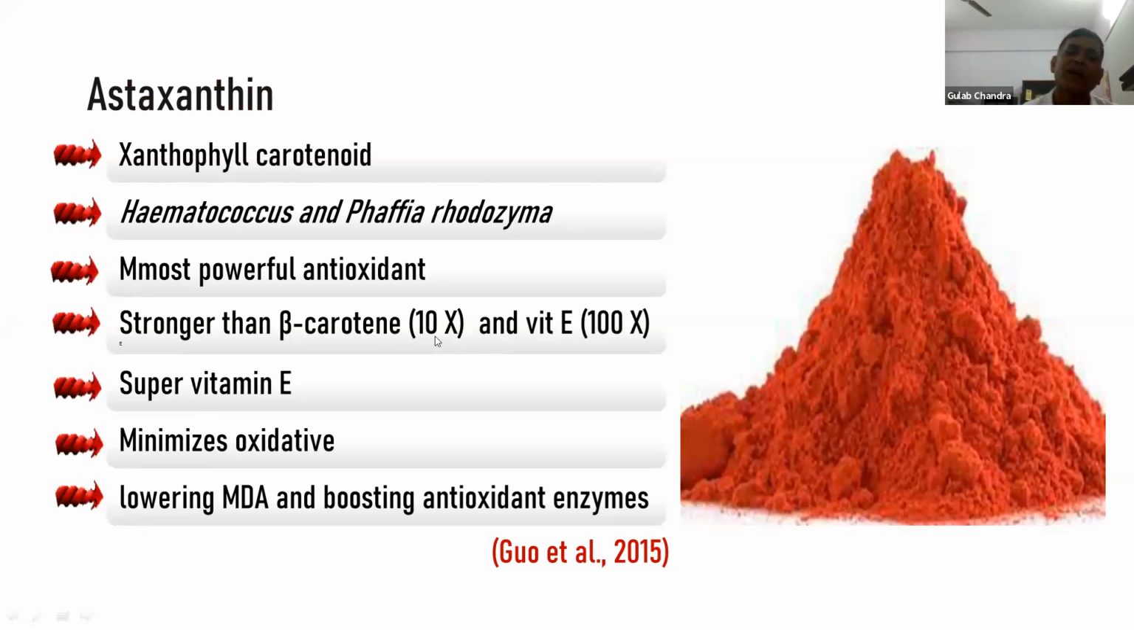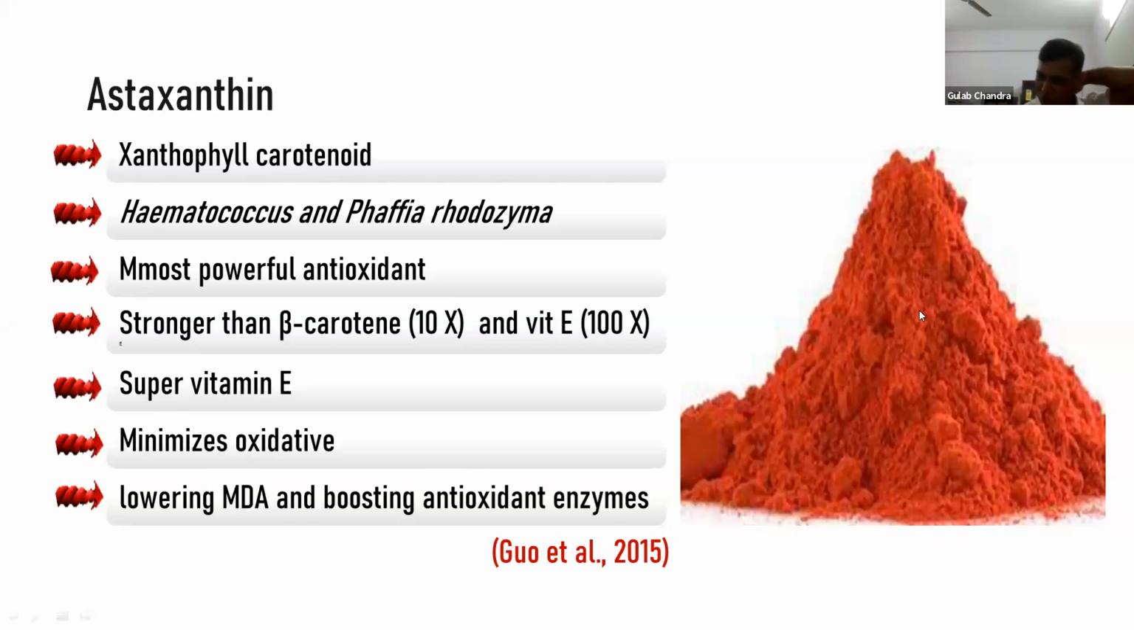Therefore, astaxanthin is called super vitamin E. It minimizes oxidative stress in the goat, lowers malondialdehyde, and boosts the antioxidant enzymes that I discussed in the previous slide, that is superoxide dismutase, catalase, and glutathione peroxidase. This is the powder form.